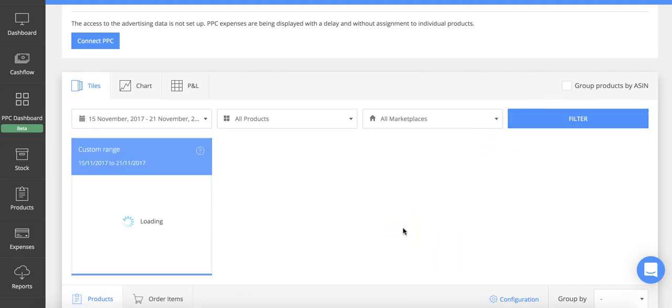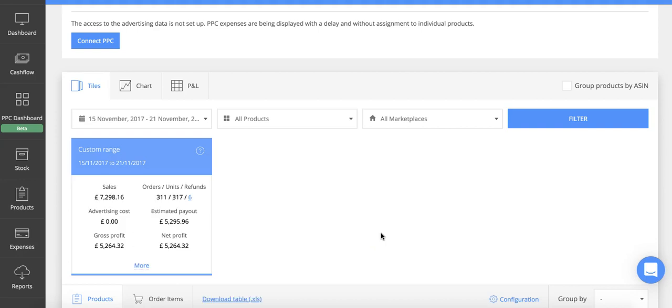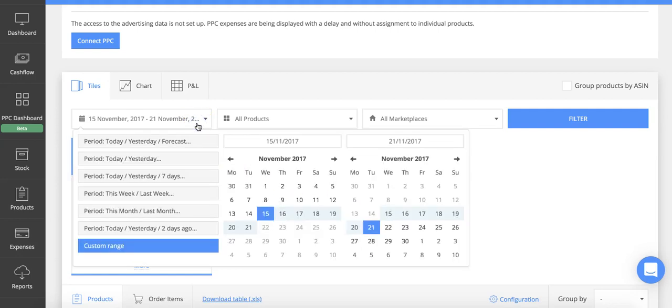Right, got it. 15 to the 21st, because you've got 15, 16, 17, 18, 19, 20, 21. Oh, look, £7,300 for the week. Now, just to remind you, 7,300.